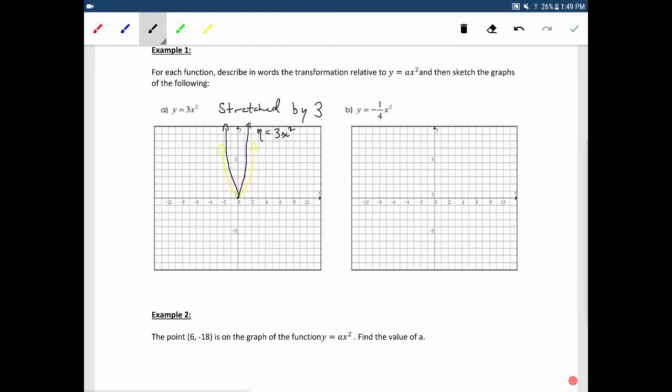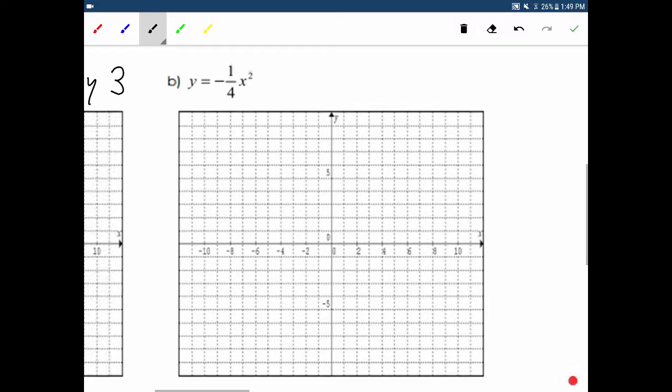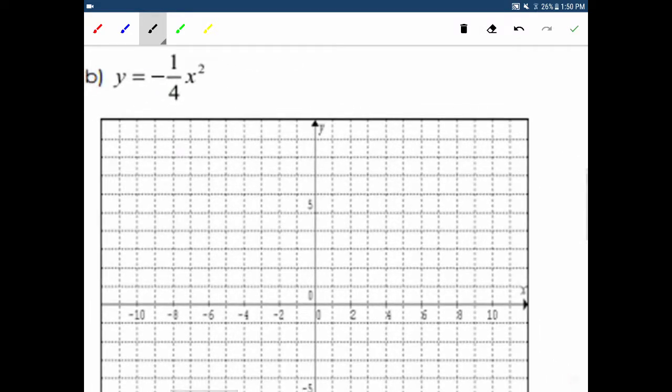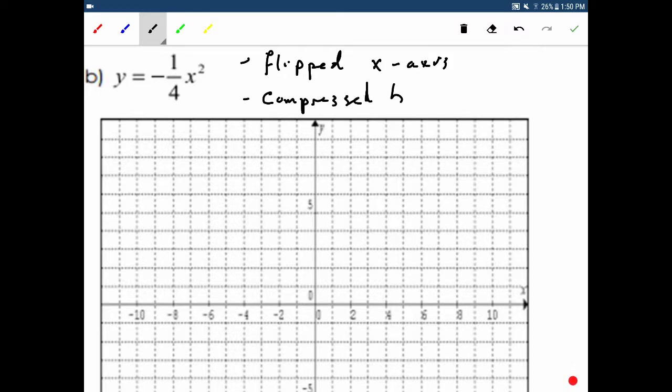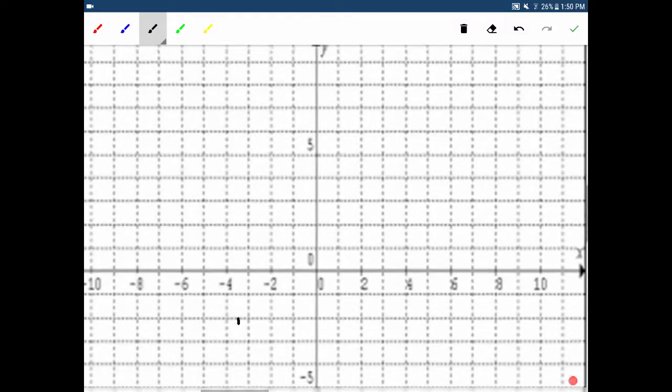Okay. So let's take a look at this next one, which is slightly more complicated. To begin with, we've got a negative 1/4 in front of the x squared. The fact that it's a negative means that it is flipped. You don't have to say in the x-axis every time. It's always flipped in the x-axis. If you flip a parabola on the y-axis, it's not going to make a difference because it's symmetric. So we flip it in the x-axis, or you could just say flipped, and then we'll say that it's compressed by 1/4.